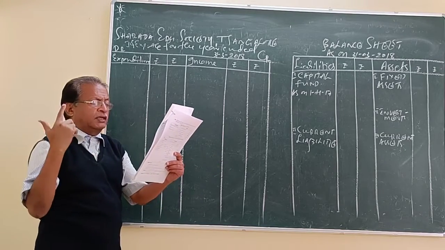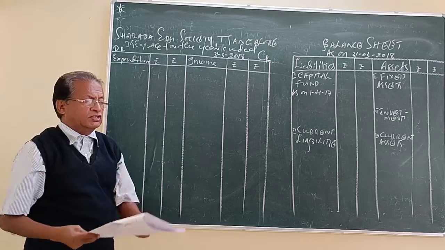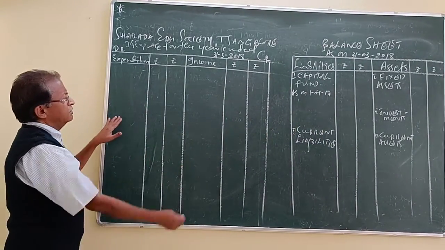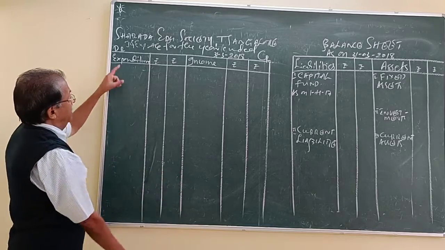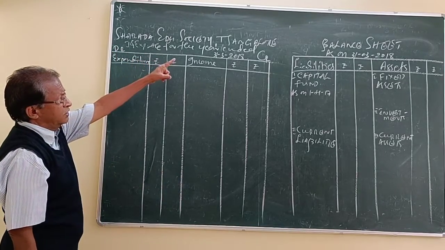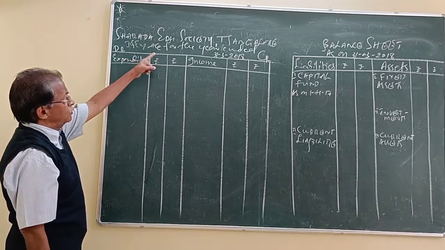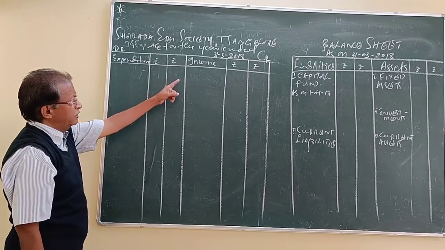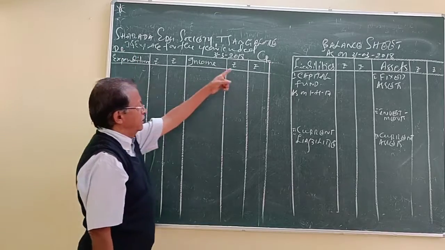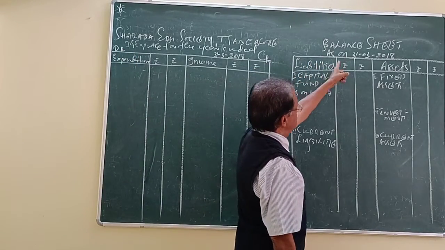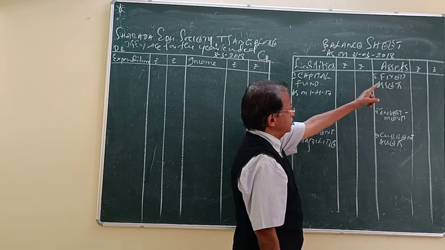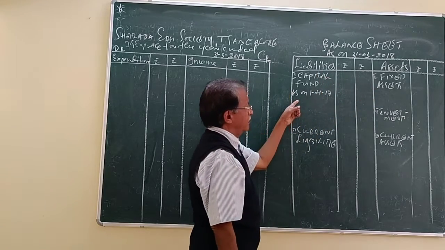Last one, prepare income and expenditure account and the balance sheet. Let us draw column. It is income and expenditure account column. Heading Sharda Education Society Mangalore. Income and expenditure account for the year ended 31/3/2018. Expenditure rupees, income rupees, debit, credit. Next one, balance sheet as on 31/3/2018. Liabilities rupees, assets rupees. Heading.